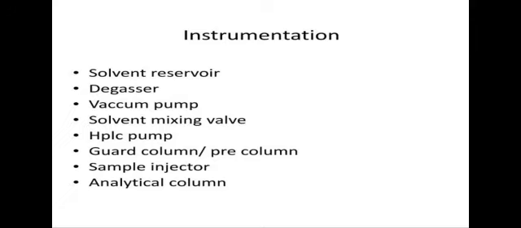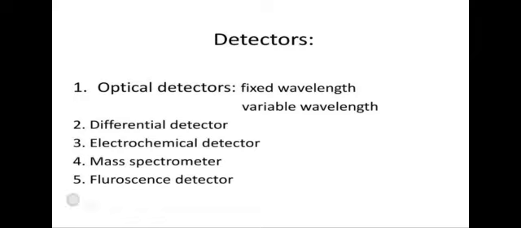What are the detectors we use in HPLC? First one, optical detector. It contains fixed wavelength and variable wavelength. Second detector, differential detector. Third detector, electrochemical detector. Fourth, mass spectrometer. Fifth, fluorescence detector. These are the detectors we use in HPLC chromatography.